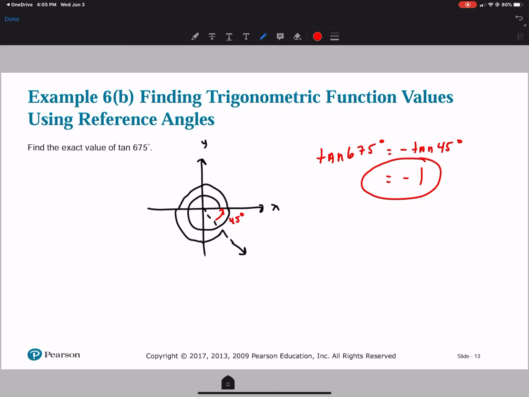So keep that in mind. And this is how you show your work. You draw out the XY axis and you show how many times it goes around, all right? So just keep that in mind.